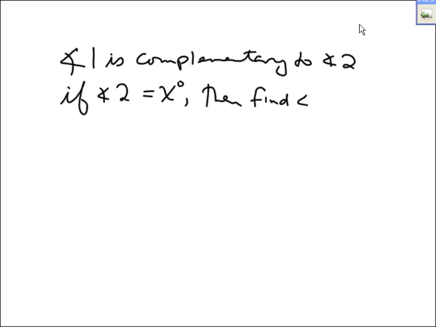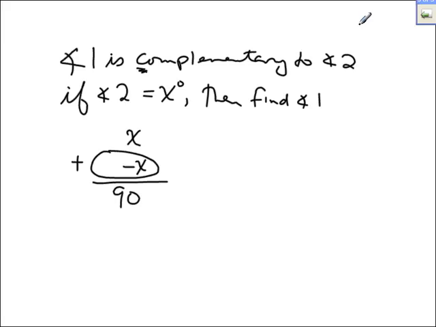Well, complementary starts with C. I want the sum of the two angles to be 90. Well, if one of them is x, and you want to get 90, how much do you add? Well, 90 doesn't have x's in it. I would first take away x. Right now this sum is 0, x minus x is 0. So I'll add 90. And when you add those, the two x's cancel out, and you just get the 90. So the answer is 90 minus x.